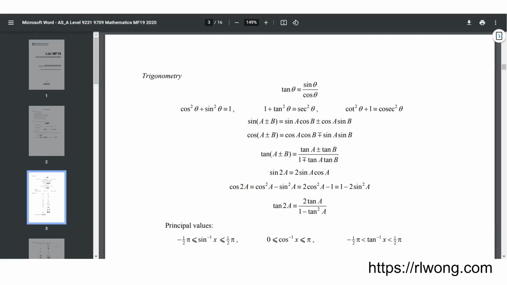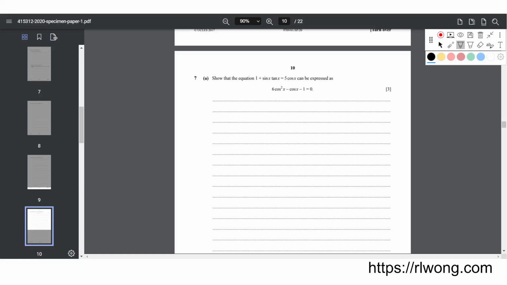Alright, so I'll write them out here. I know that tangent x is equal to sine x over cosine x, right? I also have this formula, sine squared x plus cosine squared x is equal to 1. So these are the identities that are tested in paper 1. So very likely your question will make use of these two only.